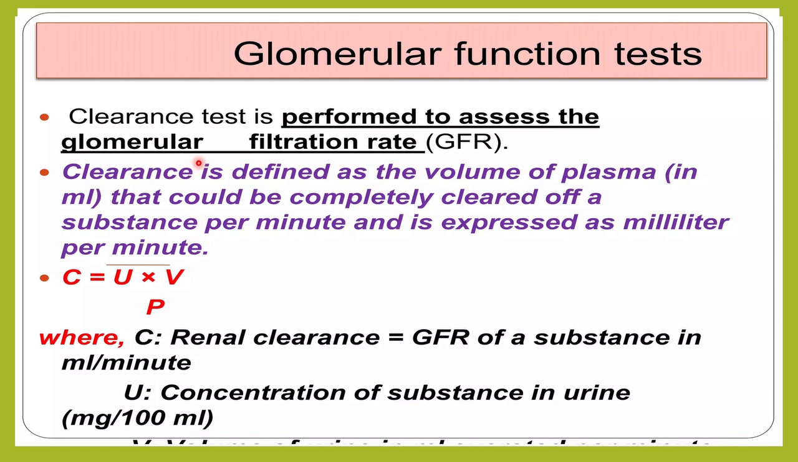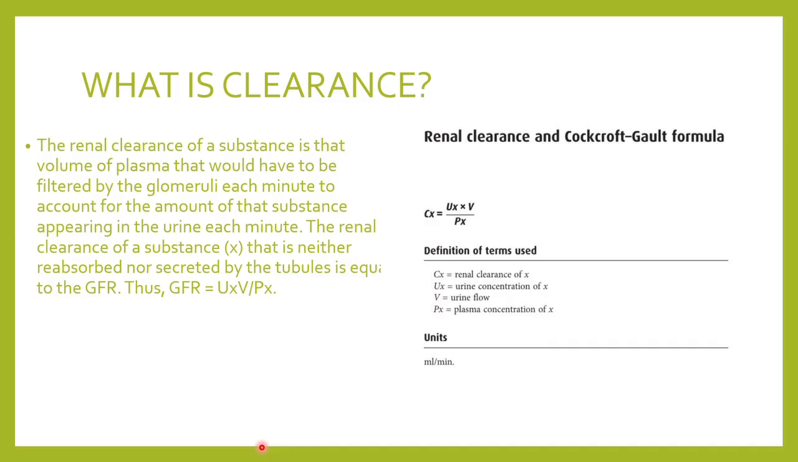So why do we do the clearance test? Because this is very similar to the glomerular filtration rate. Basically to assess the glomerular filtration rate we do this test. ये clearance का मतलब क्या है? The renal clearance of a substance is that volume of plasma that would have to be filtered by the glomeruli each minute to account for the amount of that substance appearing in the urine each minute.